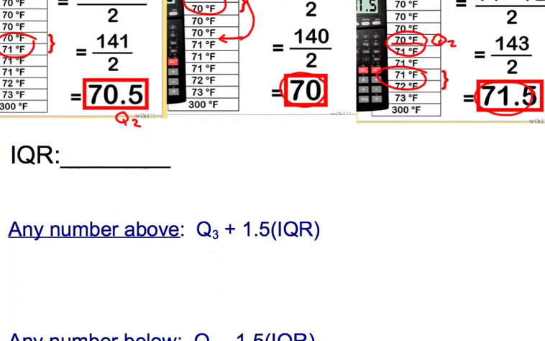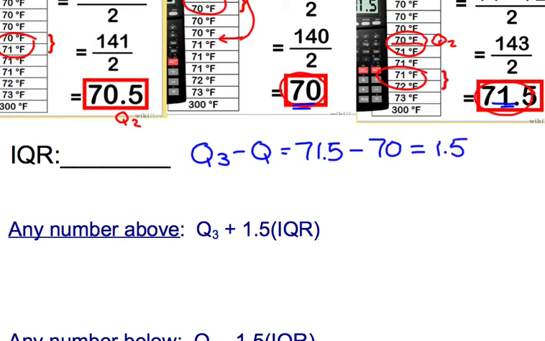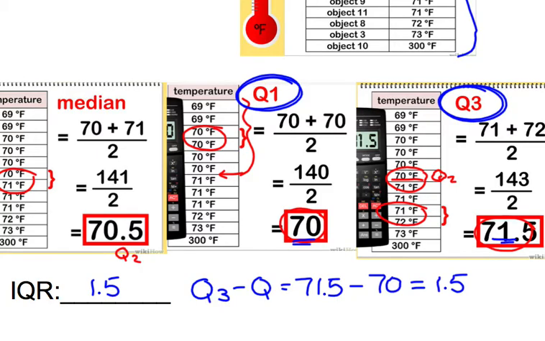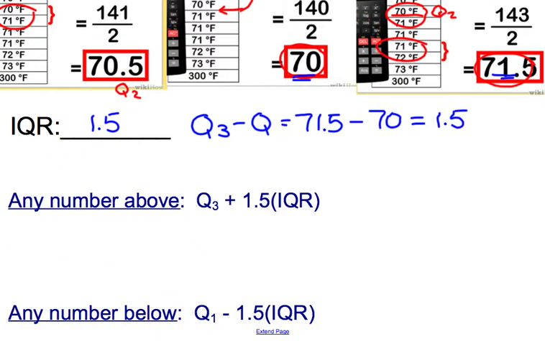First thing you want to do is find the IQR. So you're going to take quartile 3 minus quartile 1. Quartile 3 was 71.5, quartile 1 was 70. So we get 1.5. So the IQR is 1.5, the length from quartile 3 to quartile 1. All right, now we're set to go see if there are any outliers.